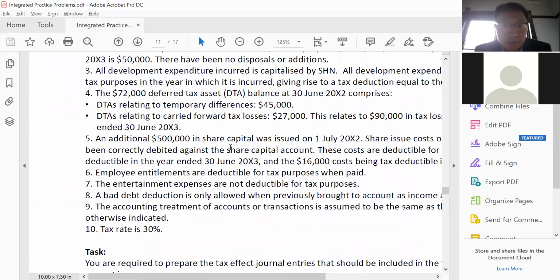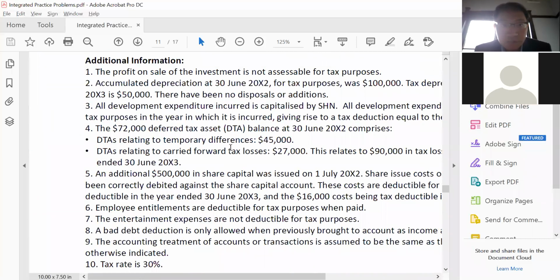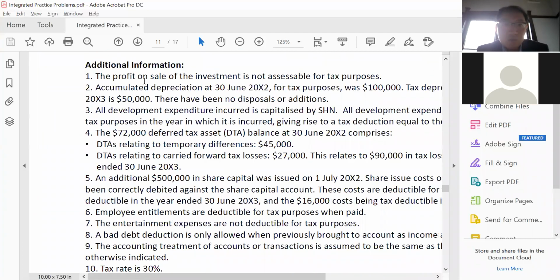So what exactly are we told? Okay, so we are told that number one is that the sale of an investment is not assessable for tax purposes. Okay, so that's quite important. We are told that accumulated depreciation for tax purposes was 100,000. Okay, so this was the prior year, and the current year tax depreciation is 50,000. Okay, there's been no disposals or additions.